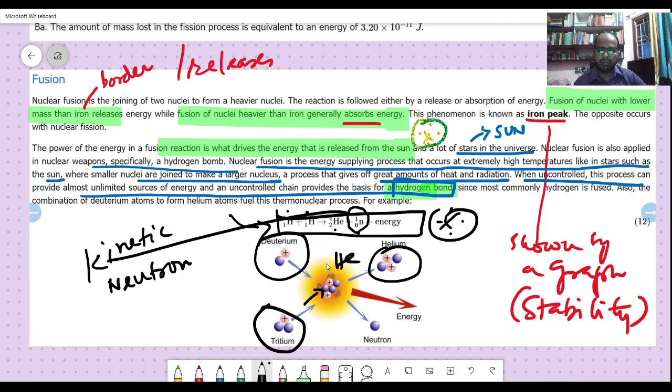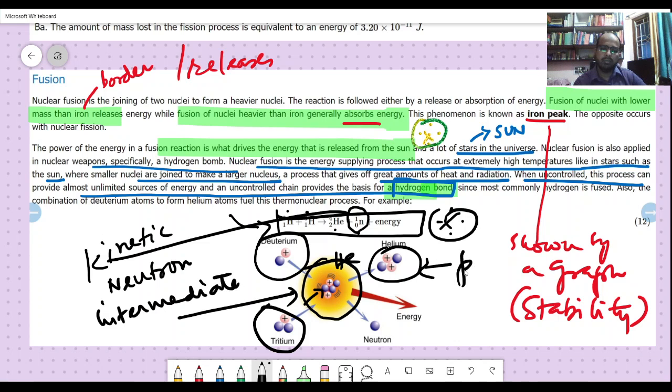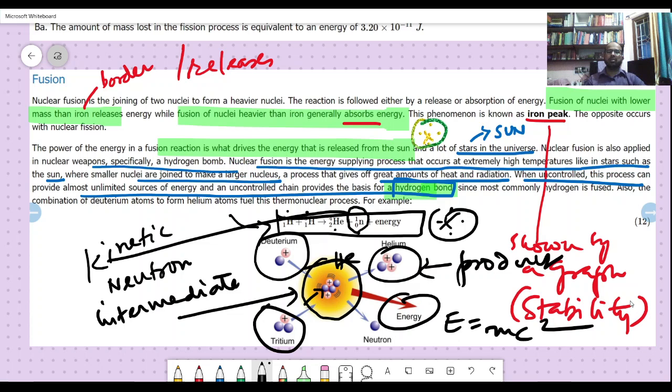So in fact they mix up. This is the intermediate, and this is the product, plus a huge amount of energy. This energy is equal to mc squared. Depending on the mass, the energy is multiplied by that, and again you have this kinetic neutron. This is the kinetic neutron there. Okay, so I think we have got an idea about the kinetics of the fast moving reaction.